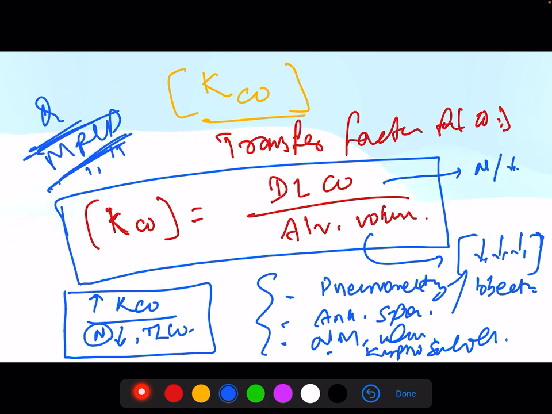Okay, so this is just a brief revision regarding DLCO and transfer factors from the point of view of MCQs asked in various examinations. Okay, so read more about it. Thank you.